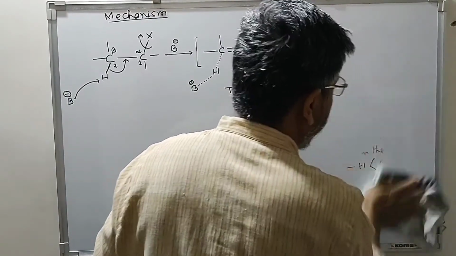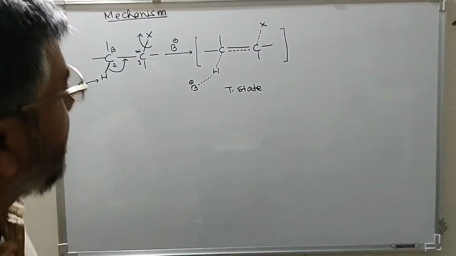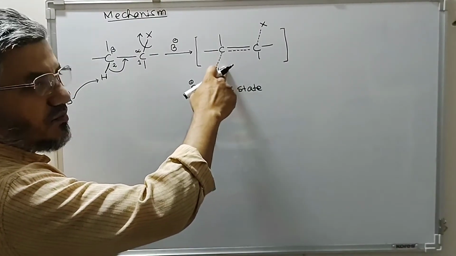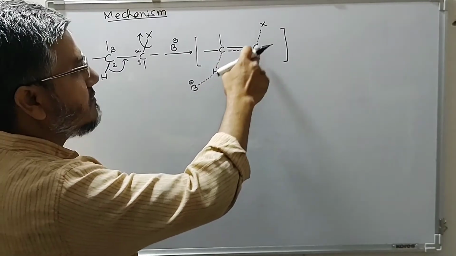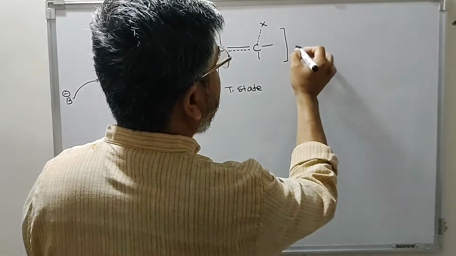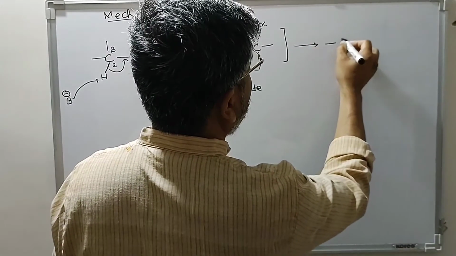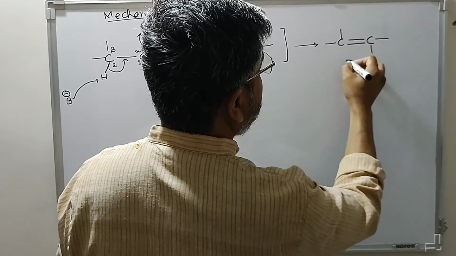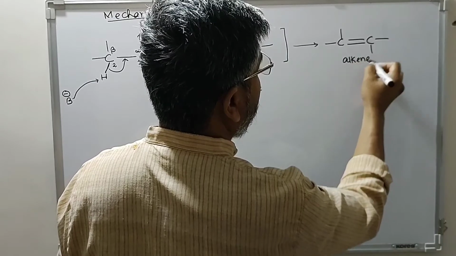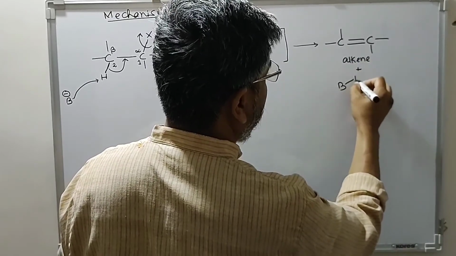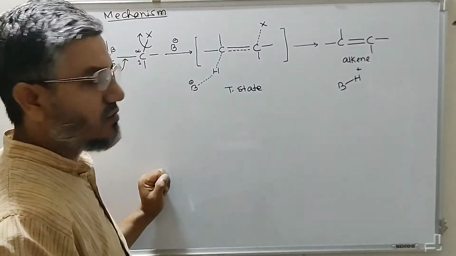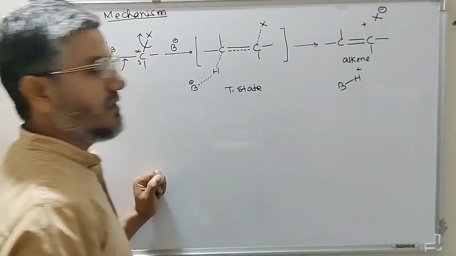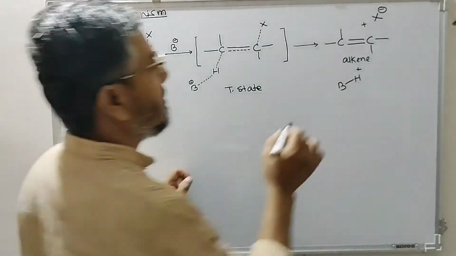In the final step, base hydrogen bond forms, carbon hydrogen bond breaks, carbon carbon double bond develops, and carbon halogen bond breaks, and the product forms. This is the alkene that is formed, plus base forms a bond with hydrogen and X minus leaves the system. So this is our product.